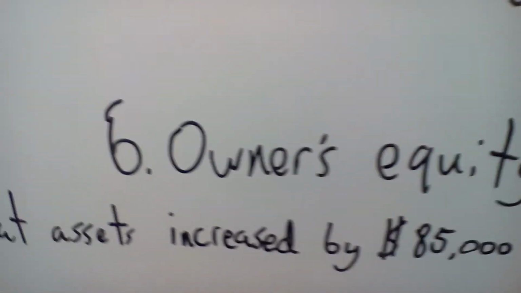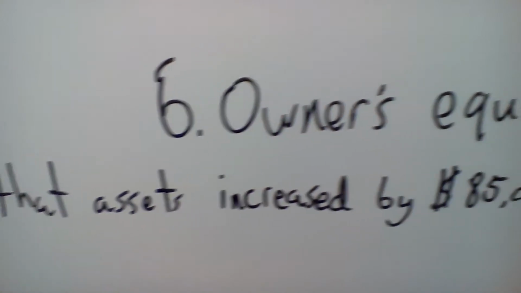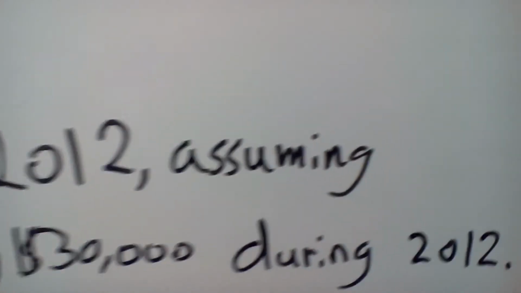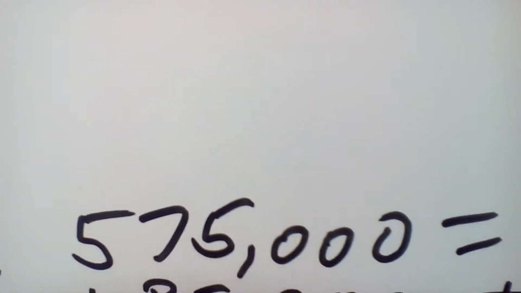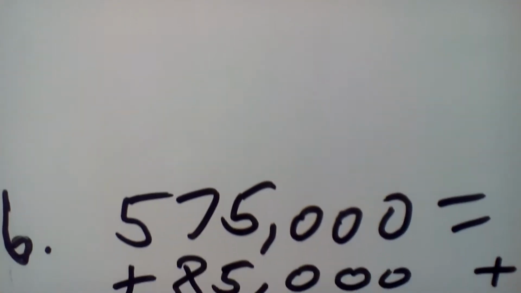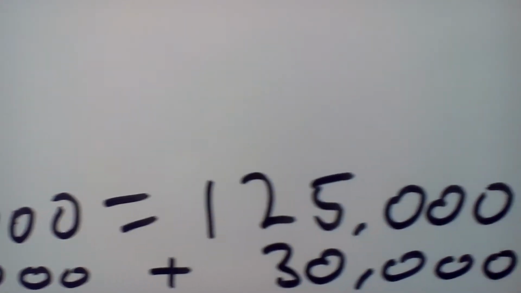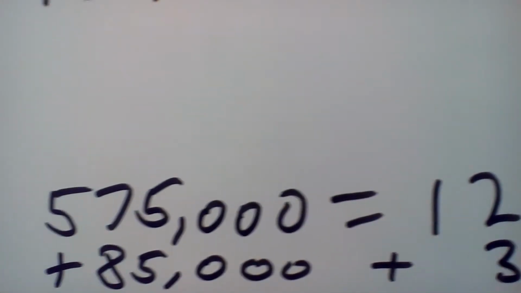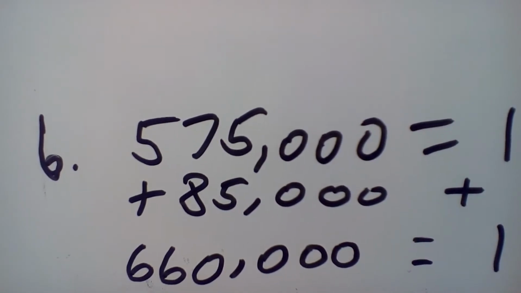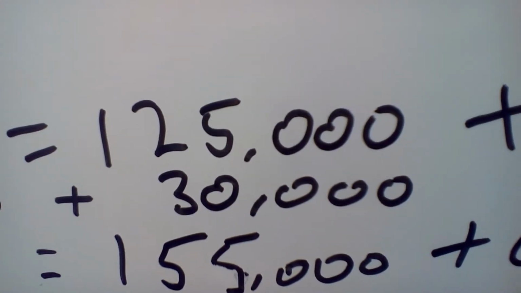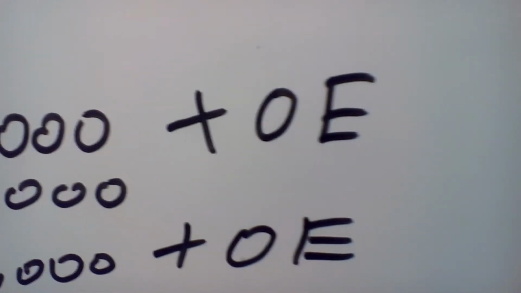And then for the B one, assuming that the assets increased by $85,000 and liabilities by $30,000. As you can see, we have the $575,000 equals the $125,000 plus OE. But then we add in the 85 and the 30. You see that? Which will change our balance to $660,000, and then $155,000 for liabilities.